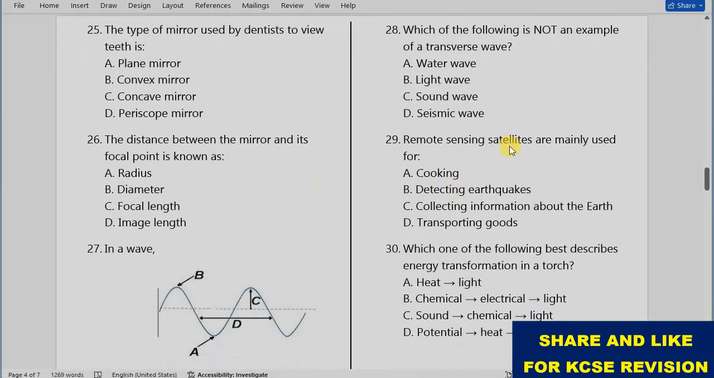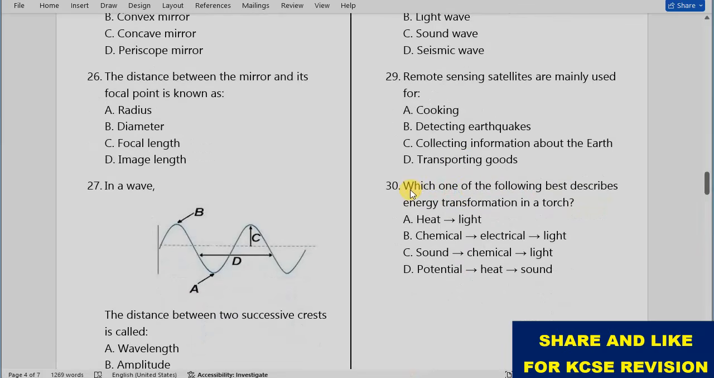Remote sensing satellites are mainly used for collecting information about the Earth. Number C is the correct answer. Which of the following best describes energy transformation in a torch? In a torch, we start with chemical, electrical, and light. That is part B.